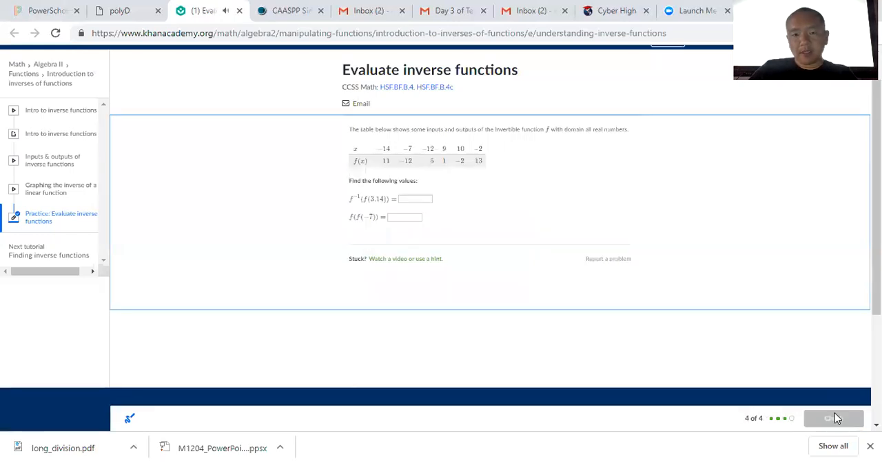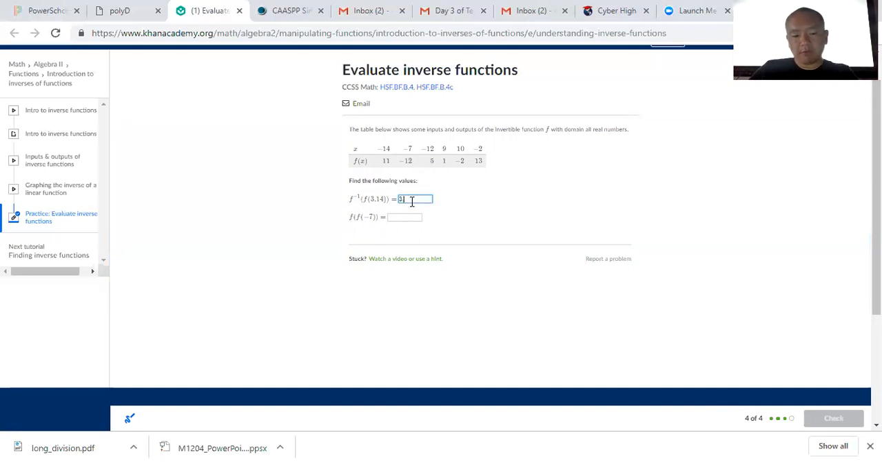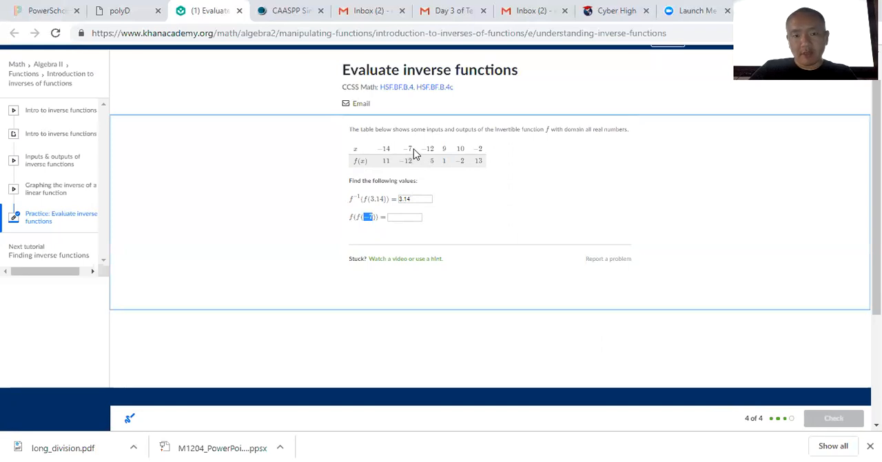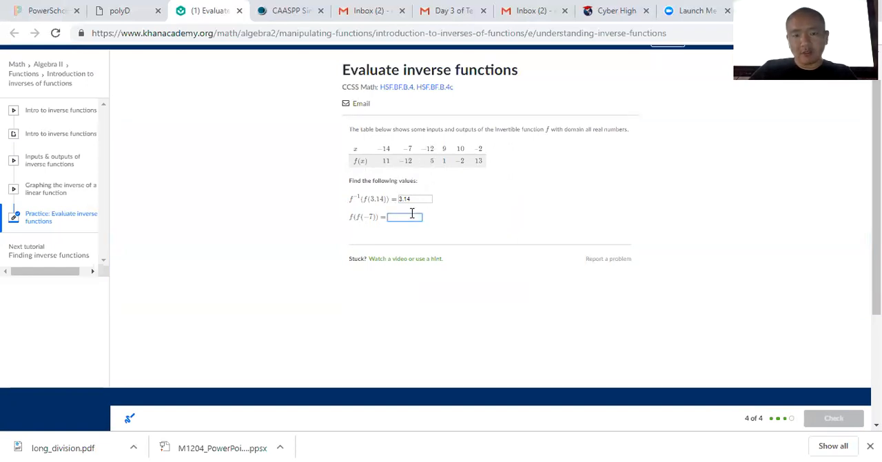Okay? And finally, right here, let's go 3.14. 3.14 is not here. So the inverse of that is just the same number, so 3.14. And then this one, this is the x value, -7. So the y value of -7 is -12, right? And then the f of -12, so now the -12 becomes the x value because of this f, and so the final answer here is 5.